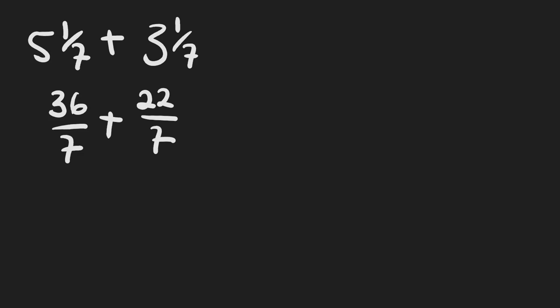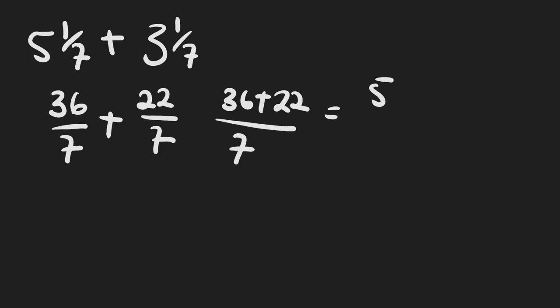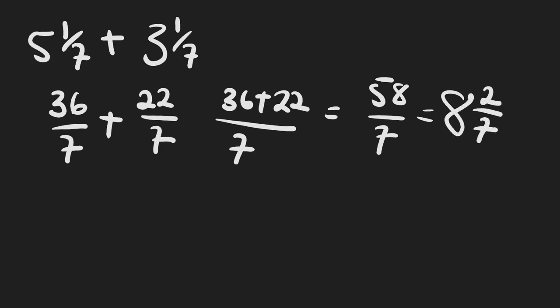So since the denominators are the same, we're going to simply add the numerators, right? So 36 plus 22 over 7 is what? 58, right? So 58 divide 7. And 58 divide 7 is going to go 8 times remainder 2 over 7. Can you see? Very simple.